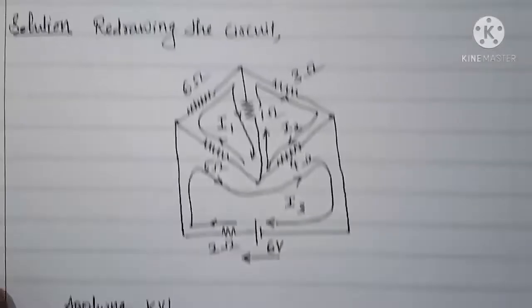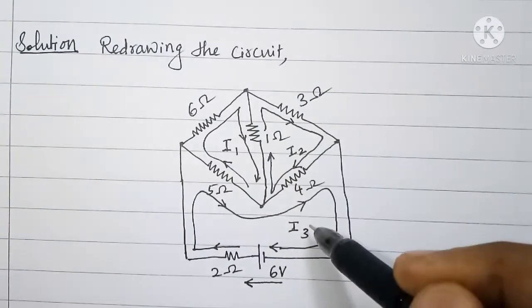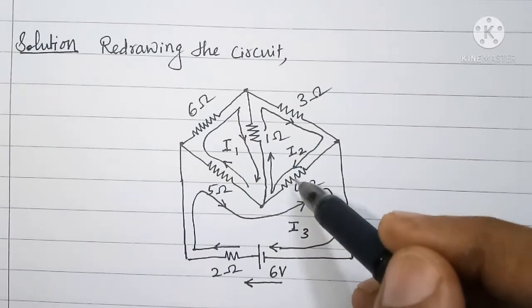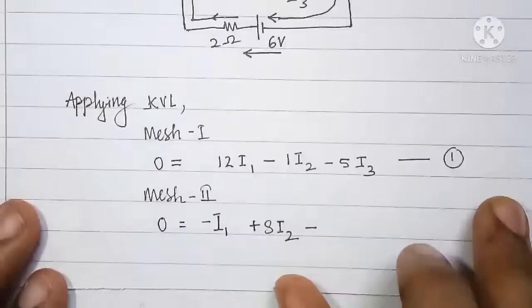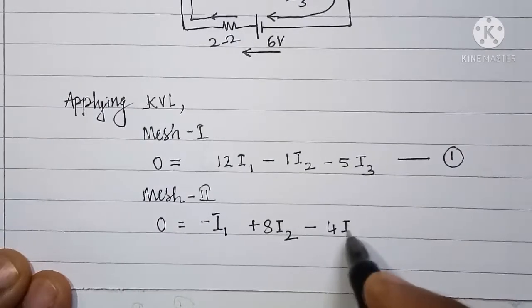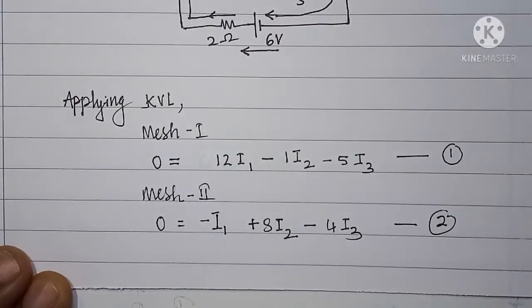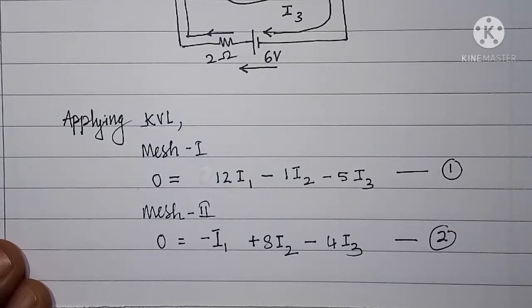Minus the drop in the resistor common to the second mesh and third mesh, that is 4 ohm, is equal to 4 into I3 with negative sign. Now let us call this the second equation. Now we will consider mesh 3 and apply KVL to it.